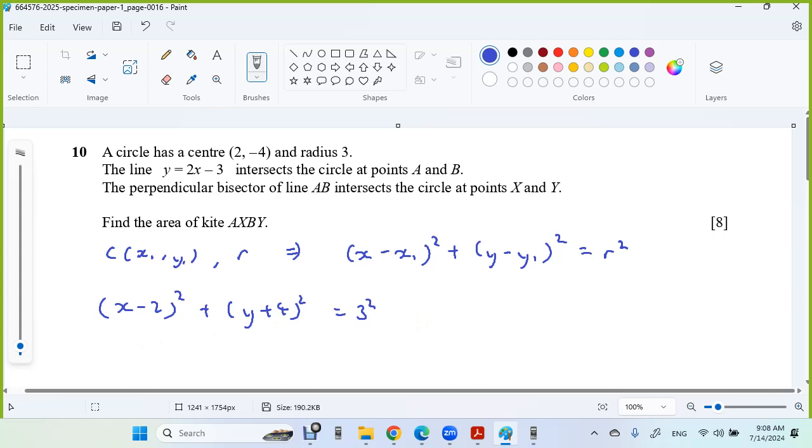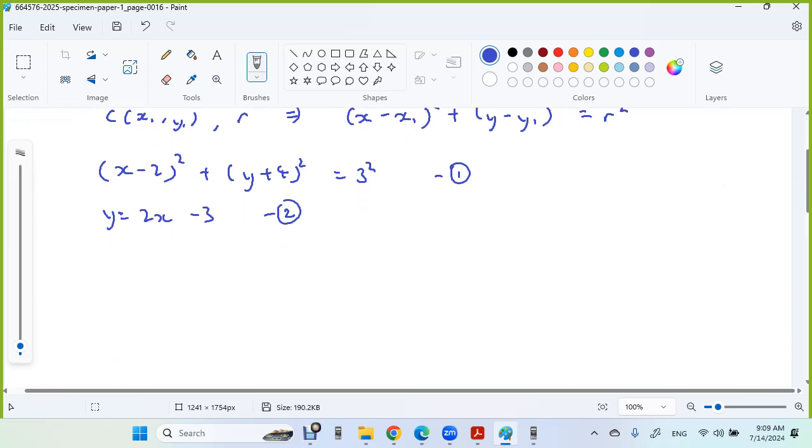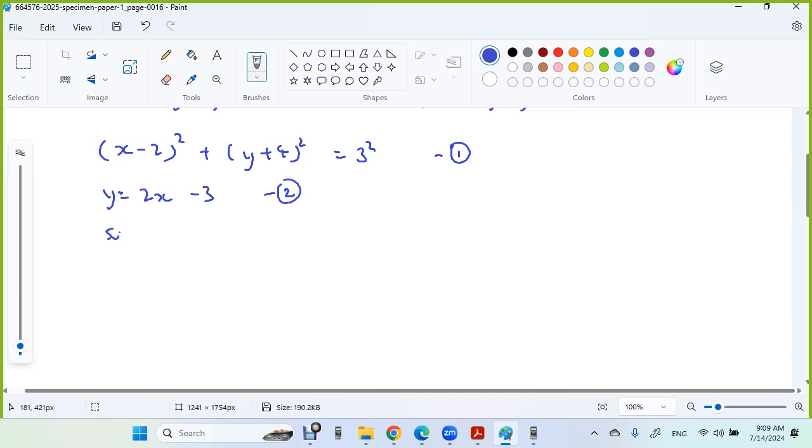So this is the first equation. The line y equals 2x minus 3 intersects the circle at points A and B. So we have y equals 2x minus 3. This is equation number 2. So we can sub equation 2 into equation 1.